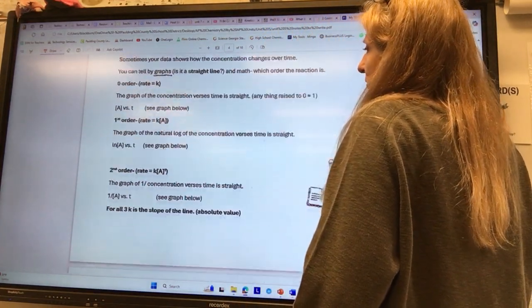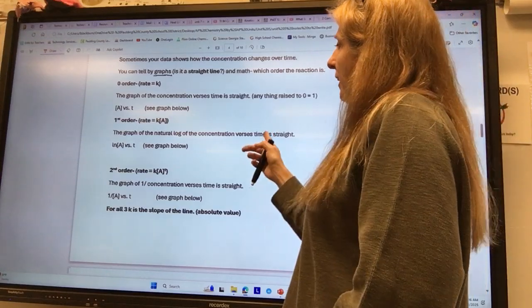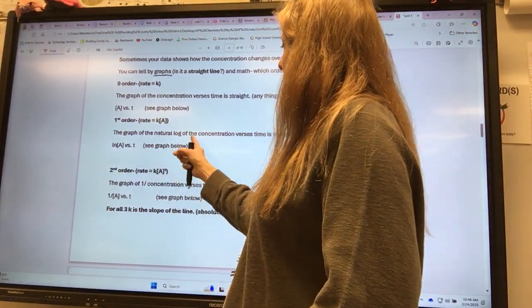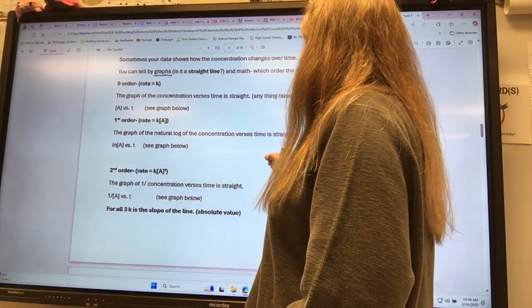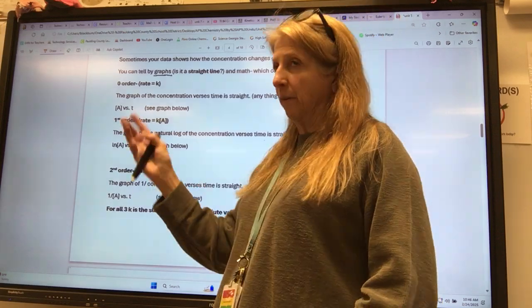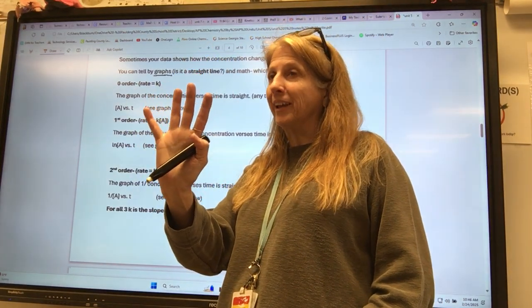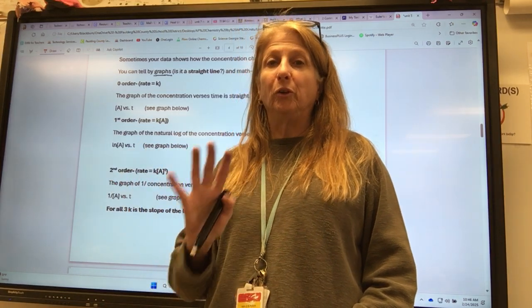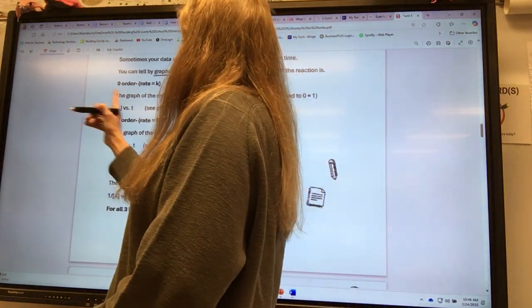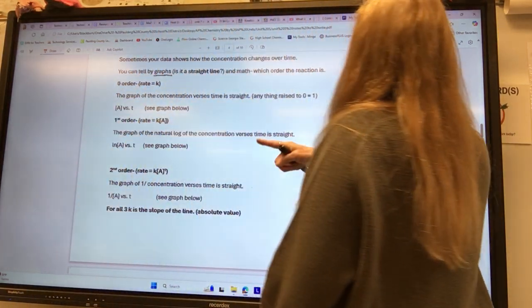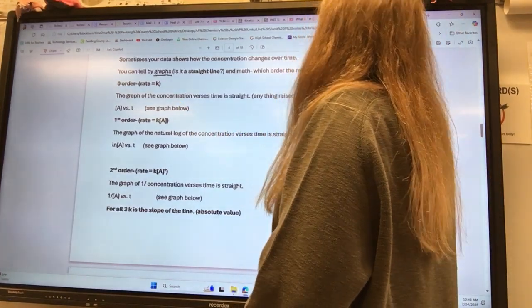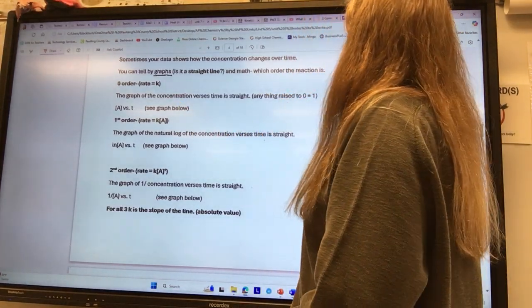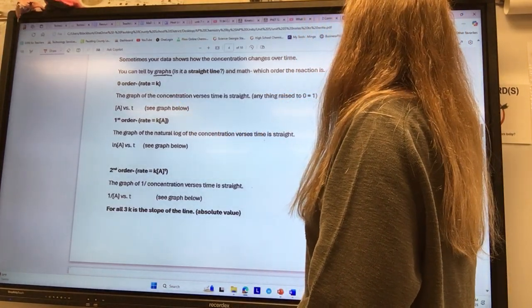If it is first order, then the graph of the natural log of the concentration versus time is straight. So, let me explain what this means, because first period didn't know about natural logs, so let me review logarithms for you. I'm going to write it over here because the people on YouTube can't see it. What logs are is, log answers this question.